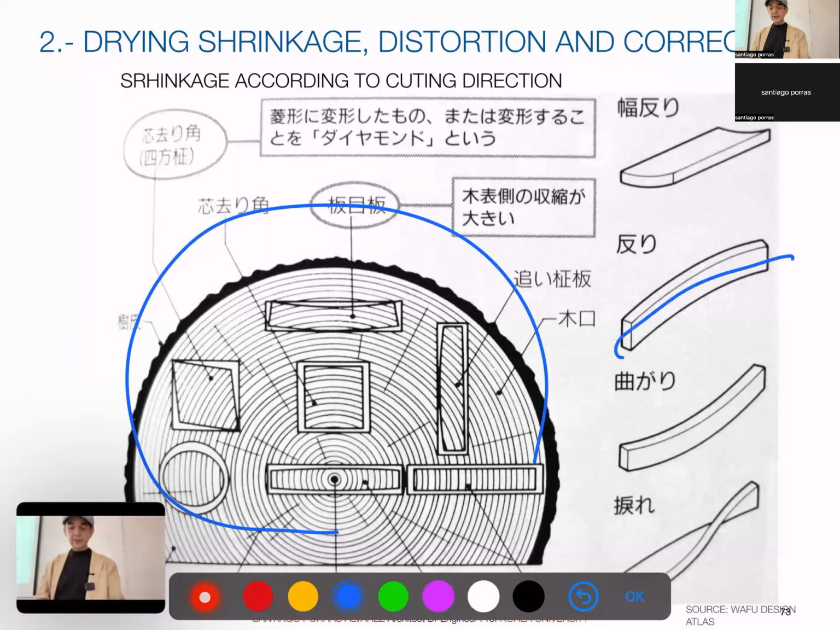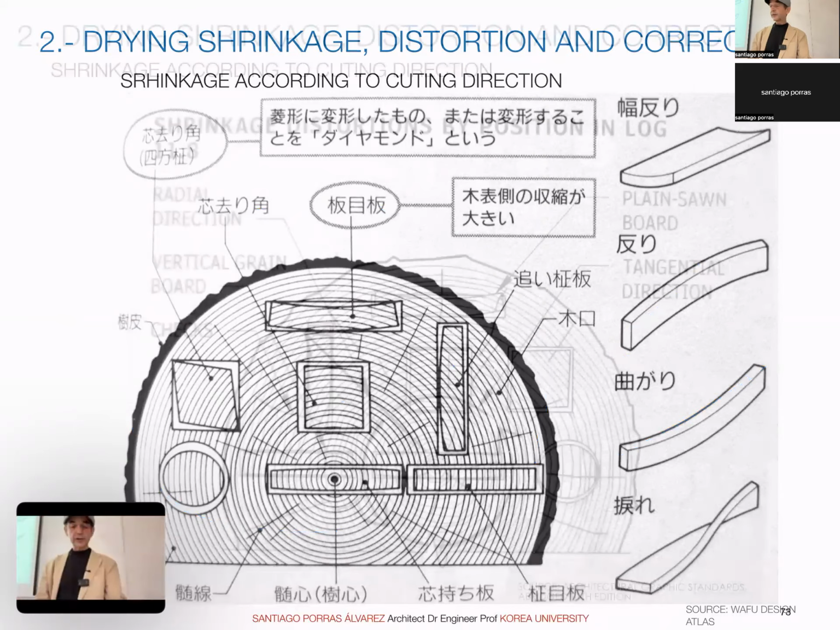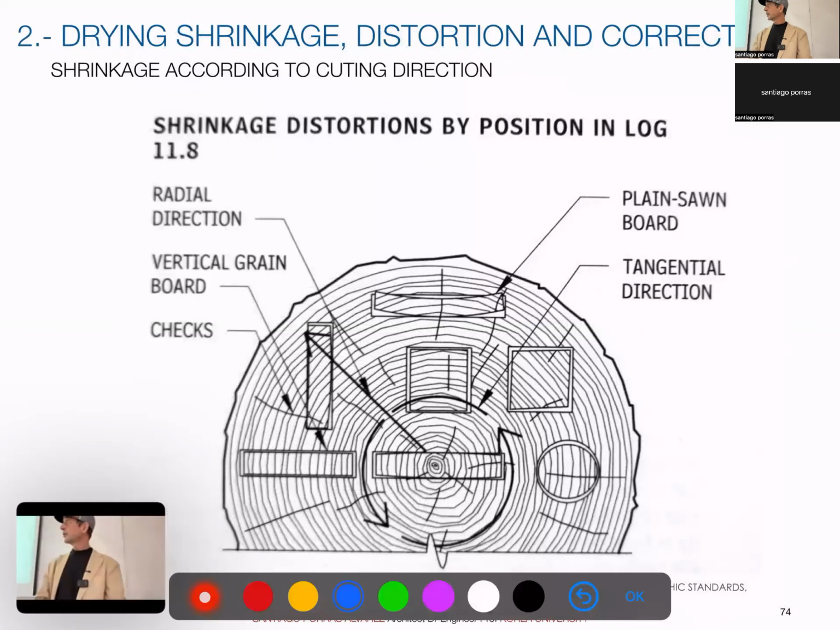Of course, you have three-dimensional moving also because the grain, the rays are not perfectly parallel, right? The tree has movement and has some kind of three-dimensional shrinkage or three-dimensional pattern, so it will affect. But you can see the logic of those shrinkages, right? This is in English. This is from the American standards. And you can see the logic of this shrinkage.